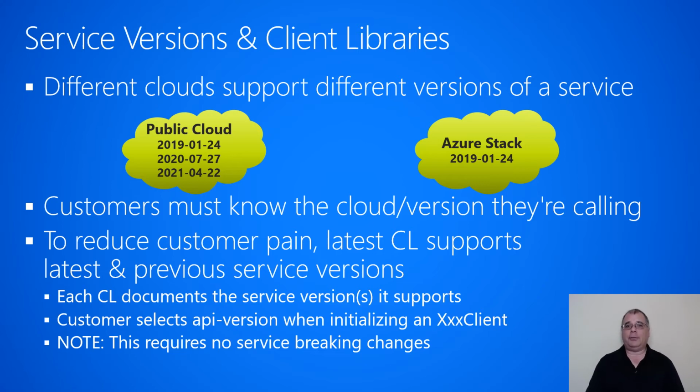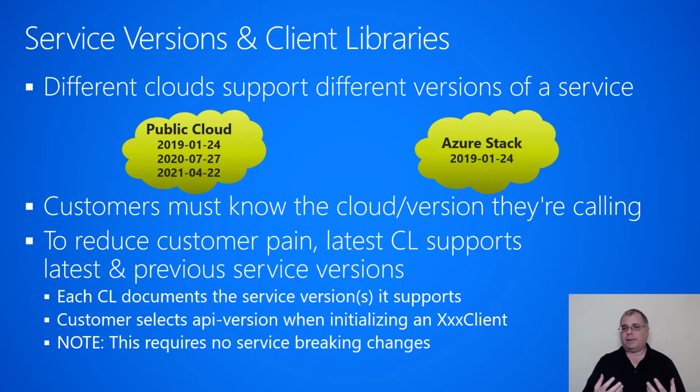And then the customers have to be able to look in documentation for the client library to indicate what version of the service a client library supports. Now, to reduce customer pain, Microsoft's client libraries try to be backward compatible. That is, the API version can be a parameter that's passed in when the customer is creating a client in their source code. And then when they make requests to the service, that API version is the one that will be passed from the client to the server. Now, this assumes that later versions are backward compatible with earlier versions, of course. And if that's not the case, then this is not guaranteed to work.